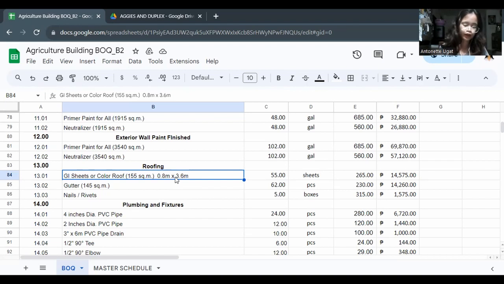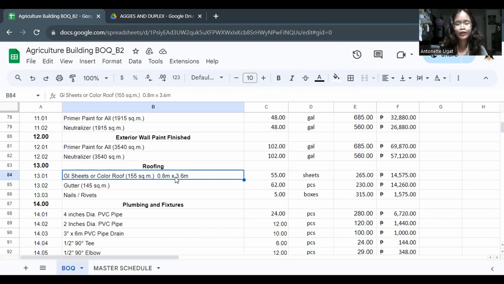Okay, so for the gutter, the process for estimating is to get the area of the roof again and divide it by 2.35 to get the pieces and estimate of the gutter. So here we have 62 pieces, and per piece is 230 pesos. And as well as for the rivets, we have 5 boxes.